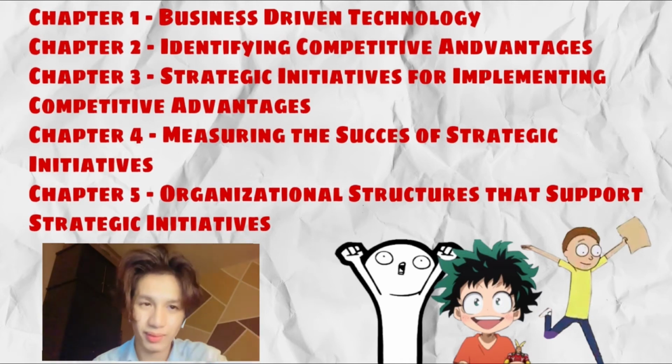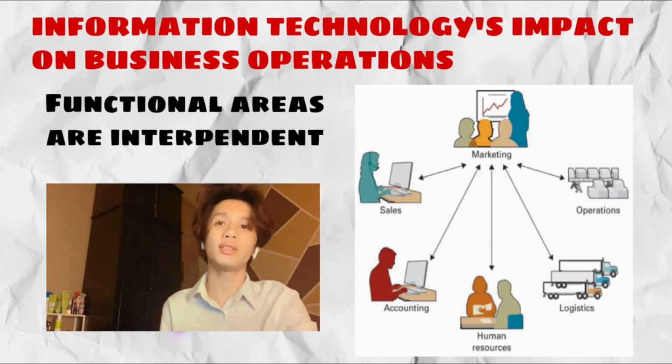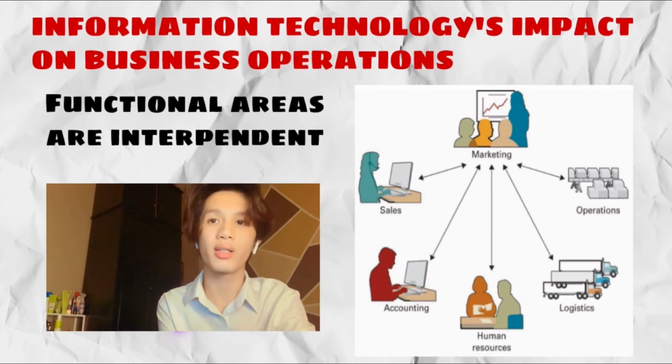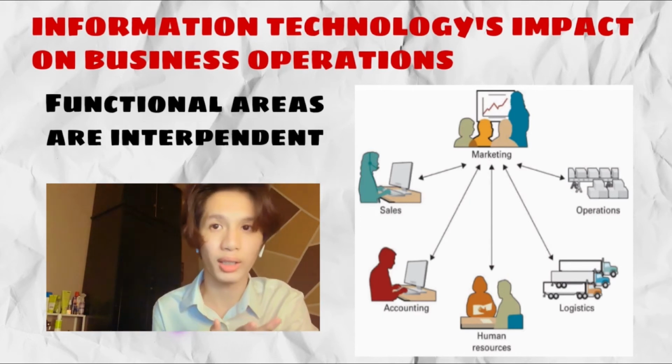So let's start. So basically, information technologies impacts on business operations. Organizations typically operate by functional areas or functional silos. So functional areas are interdependent, which is sales and marketing, operation and logistics, accounting and finance, and also human resources. Information technology is a field concerned with the use of technology in managing and processing information, and also an important enabler of business success. And also when beginning to learn about information technologies, it is important to know about data, information, business intelligence, IT resources, and also IT cultures.